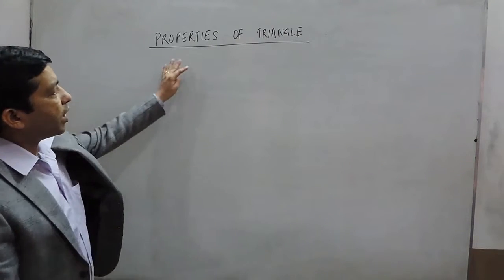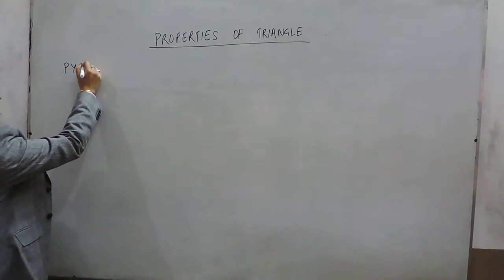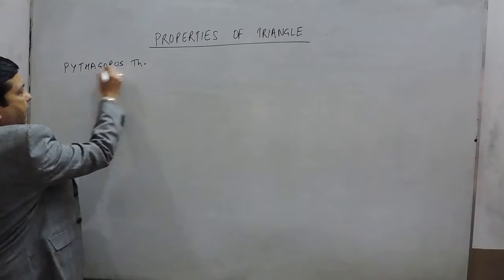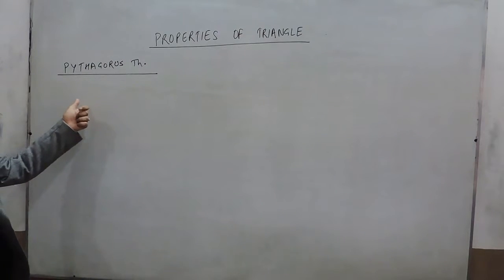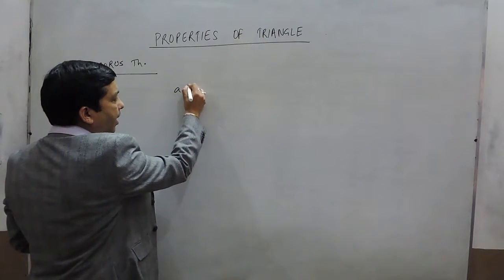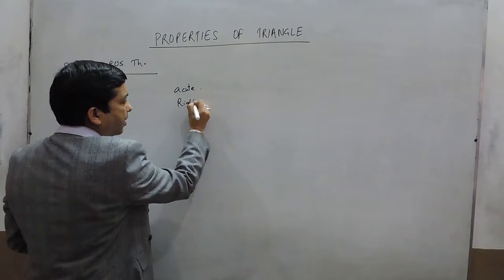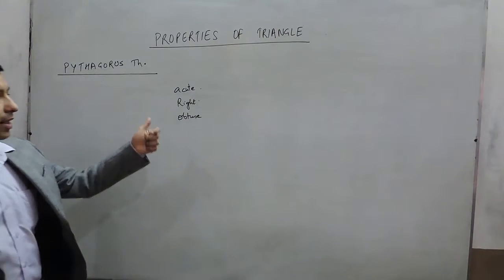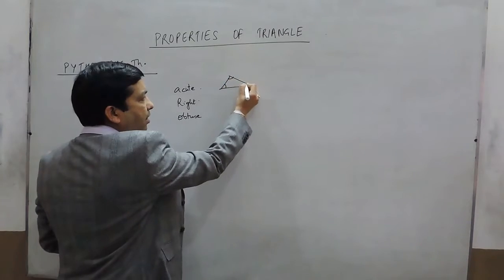Hello everyone, as we already discussed the properties of triangles, today we are talking about a very important aspect, that is Pythagoras theorem. When I say Pythagoras theorem, it is very important to understand what kind of triangle is an acute angled triangle, what kind is a right angled triangle, and what is an obtuse angled triangle.